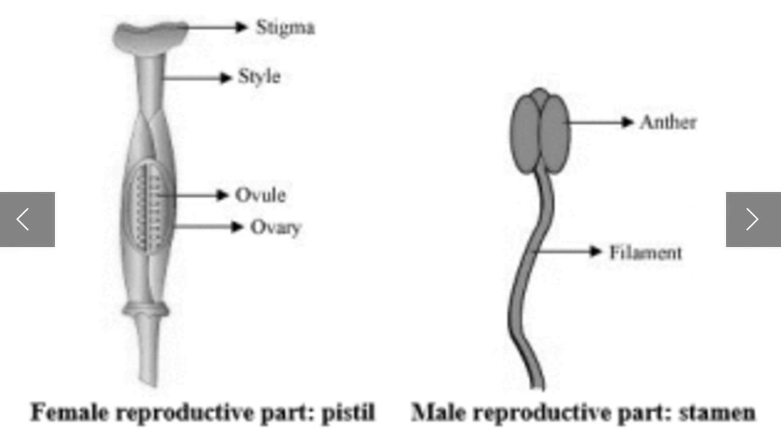You can see here the female reproductive part or organ, which is called pistil: stigma, style, ovule, ovary. The male reproductive part means stamen, with anther and filament as its components.